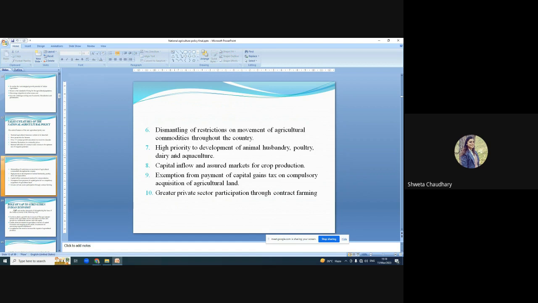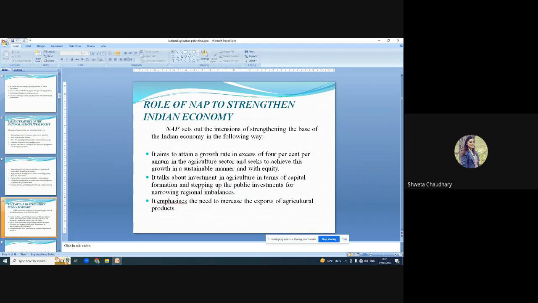Then there are other features: to take care of the animal husbandry and livestock sector also, to ensure an assured market for the production, then greater private sector participation through contract farming, means agriculture should be protected through contract farming. These are the basic features. Then the role of NAP to strengthen the Indian economy. The basic role is that the agriculture sector should grow by 4%.